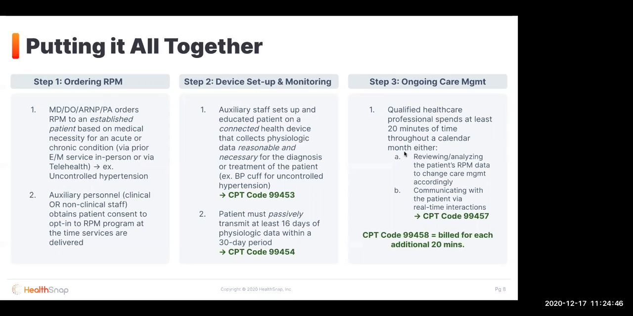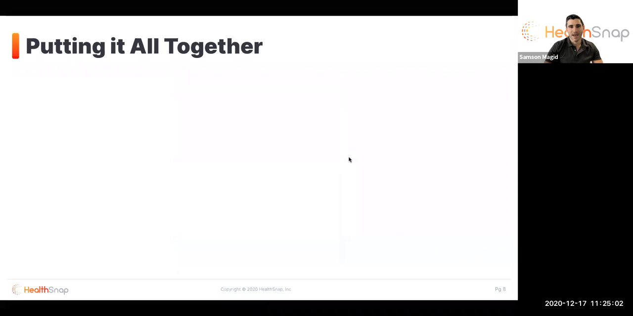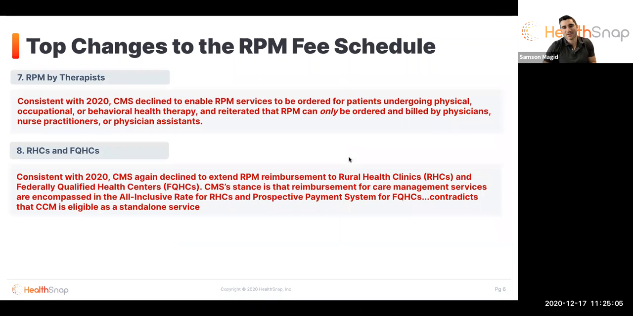Great, thanks, Samson. Let's see if we had a few others come in. Could we go through whether FQHCs qualify for RPM reimbursement? Yeah, so unfortunately, CMS made it very clear that RHCs, rural health centers, and FQHCs cannot bill for remote patient monitoring as a separate care management service. Again, unfortunately, it's in direct contradiction with CCM, which they can bill for, but remote patient monitoring, these 4 codes here, they are unable to bill for, unfortunately.